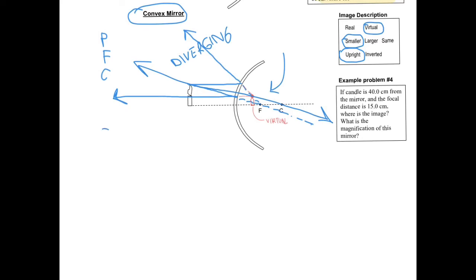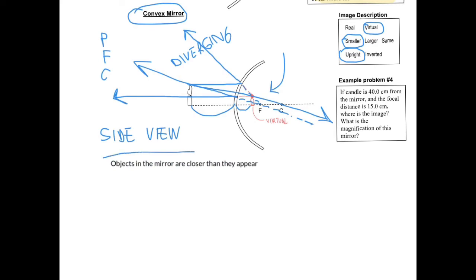So let's just do the mirror math on this. Actually, before we do the mirror math, I just want to point out that the side view mirror on your car is a convex mirror. Notice the object distance is greater than the image distance, which is why this note often is on your side mirror: Objects in the mirror are closer than they appear.